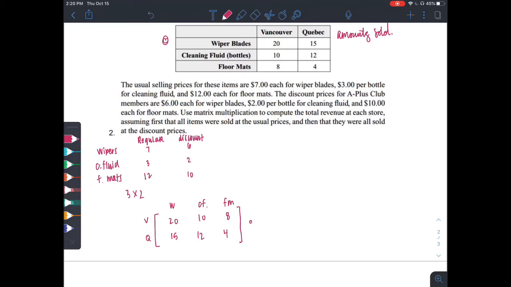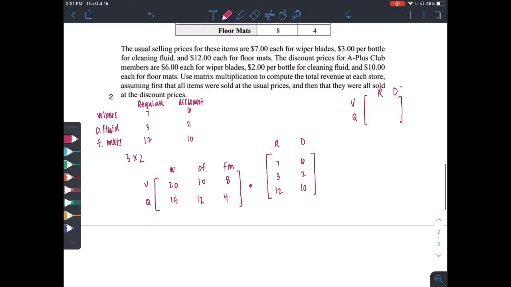And we're multiplying that by the regular prices and the discount prices. And it's for the same thing. So we've got 7, 3, 12, and 6, 2, 10. So what ends up happening is we'll end up with a chart that's Vancouver and Quebec and their regular and discount prices. So we really don't care in the end how many and how much was made on each of those items, but more the totals are what we're worried about. So let's go ahead and do some multiplication.